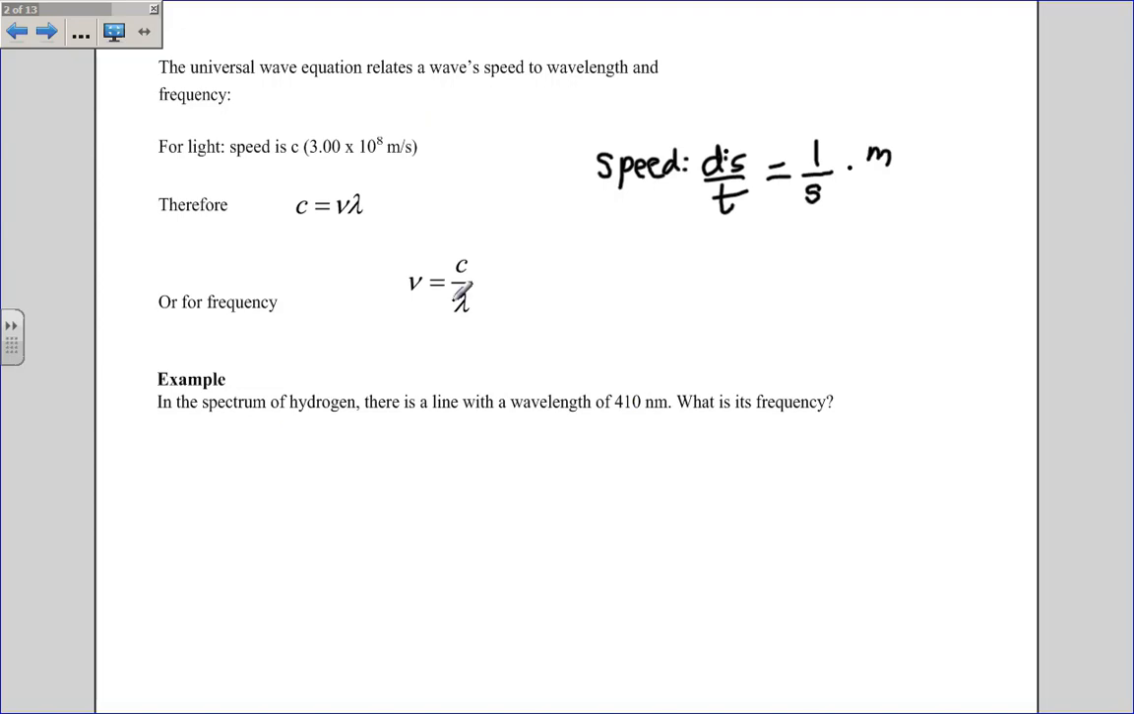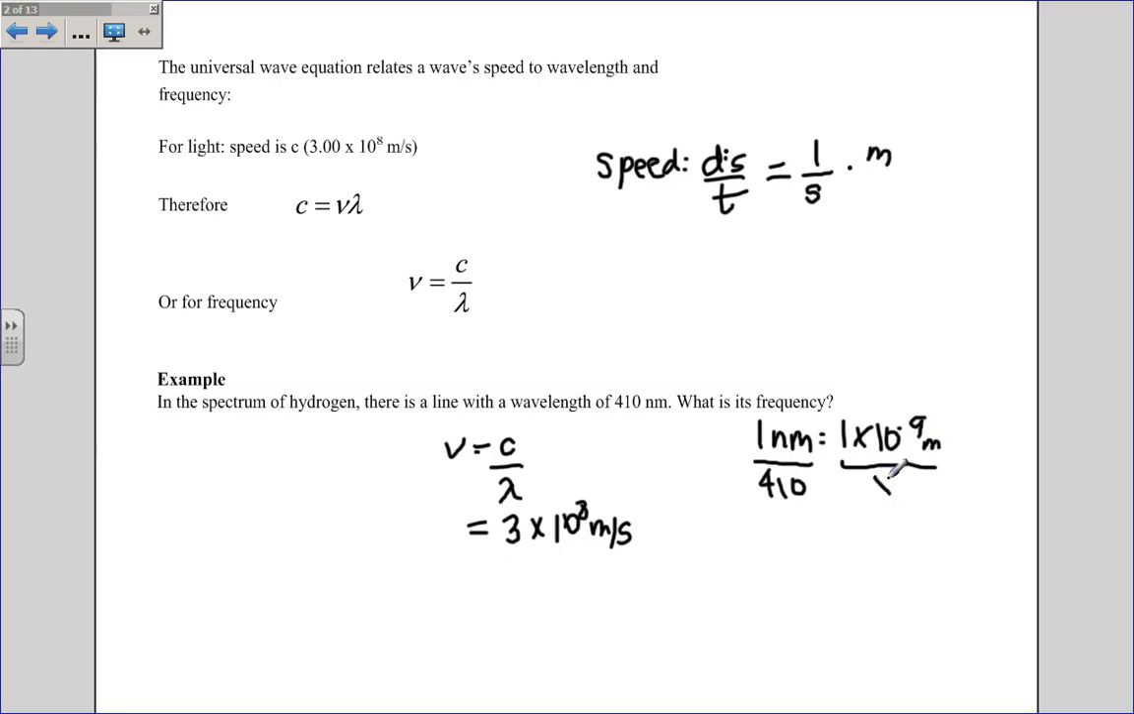So we've got our universal wave equation, which is frequency is equal to c over lambda. And as you know, the speed of light is 3 times 10 to the 8 meters per second. Now what we need to do here with the wavelength is convert it into meters. So we'll do that over here. We know that 1 nanometer is equal to 1 times 10 to the negative 9 meters. So therefore, if we have 410 nanometers, we can calculate our unknown of x.